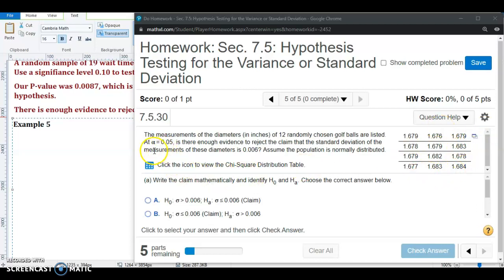At the 0.05 level of significance, is there enough evidence to reject the claim that the standard deviation of the measurements of these diameters is 0.06? Okay, and we're going to assume that the population is normally distributed. Okay, so part A asks us to write the claim mathematically and identify the null and alternative hypotheses.